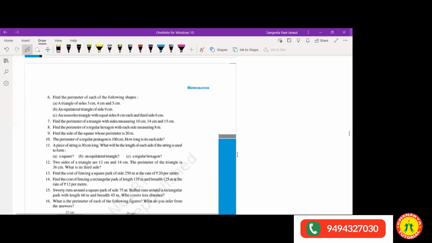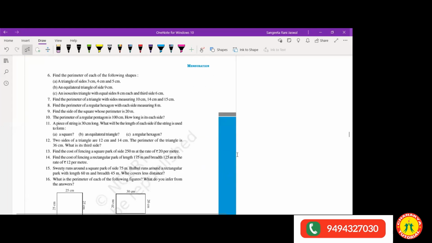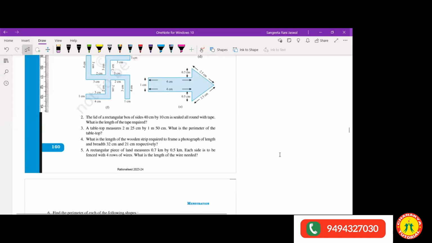Okay, let's randomly take some questions for revision. Let's take this question, the third one. A tabletop measures 2 meter 25 centimeter by 1 meter 50 centimeter. What is the perimeter of the tabletop? Now, the tabletop is rectangular in shape. Why am I saying rectangular? Because I can see length is different, breadth is different. So it's a rectangular shape.